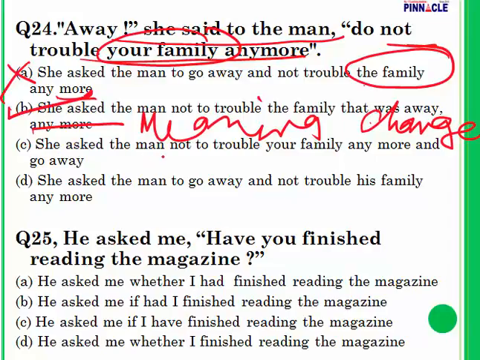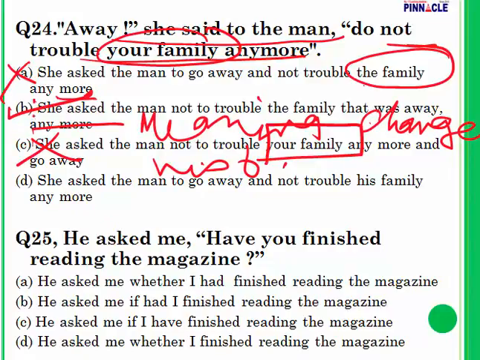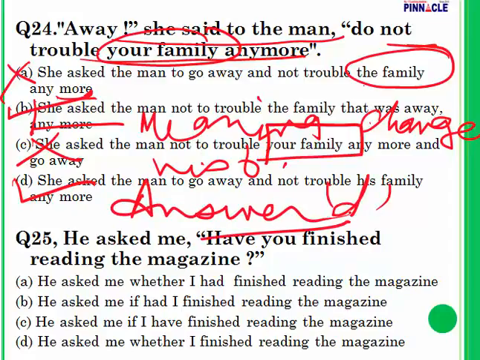C. She asked the man not to trouble your family. Again, your family has not changed. It had to change to his family. This gets eliminated. What is the last one? Now all three have got eliminated, so there are chances the last one could be the right one. She asked the man to go away and not to trouble his family anymore. Yes, D. This is the answer.